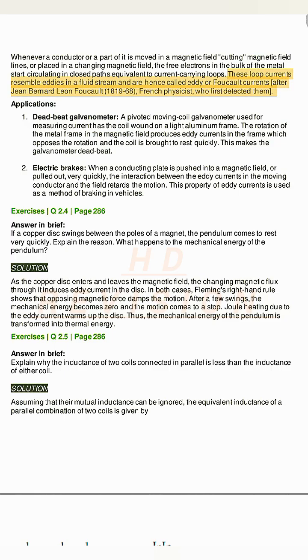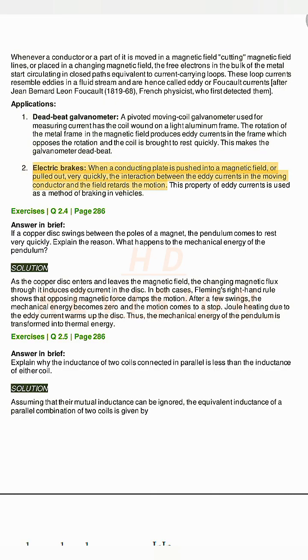detected them. Applications: 1. Deadbeat galvanometer. A pivoted moving coil galvanometer used for measuring current has the coil wound on a light aluminum frame. The rotation of the metal frame in the magnetic field produces eddy currents in the frame which oppose the rotation, and the coil is brought to rest quickly. This makes the galvanometer deadbeat.